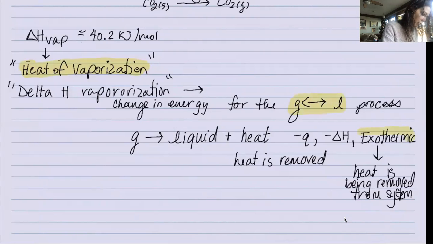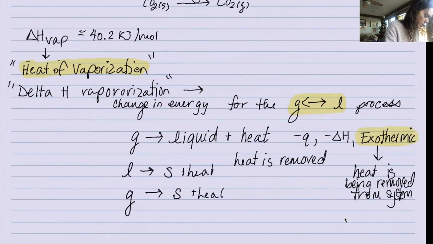That is an exothermic process if you go from the gas to the liquid. Gas to liquid is exothermic. What else is? Anytime you condense, so the liquid to the solid is exothermic, and the gas to the solid is exothermic. All of these, we must remove heat. These are your phase changes. This is condensation. You know this.